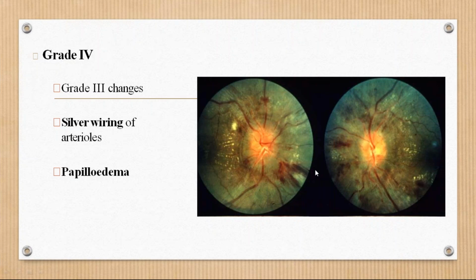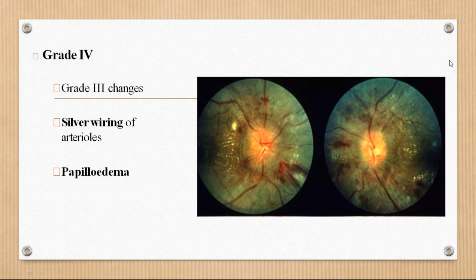You can see here flame-shaped hemorrhages are there. Here you can see macular star. Yes, this is macular star. These are all hard exudates. And you can see cotton wool spots also. These are cotton wool spots. So these are all the features that we see in grade 3, grade 4 according to the Keith-Wagener classification.